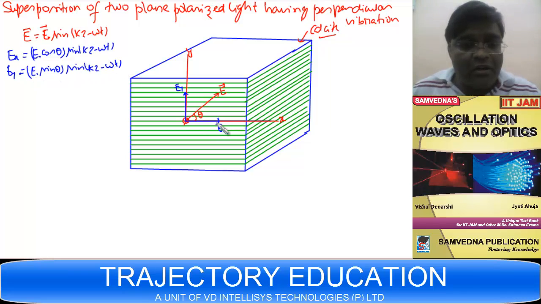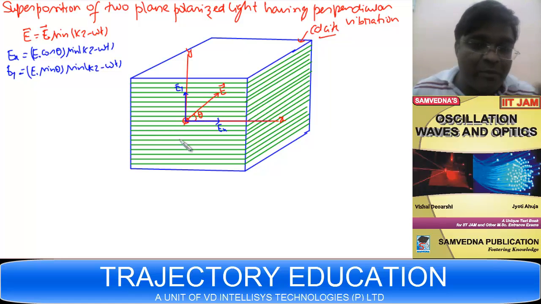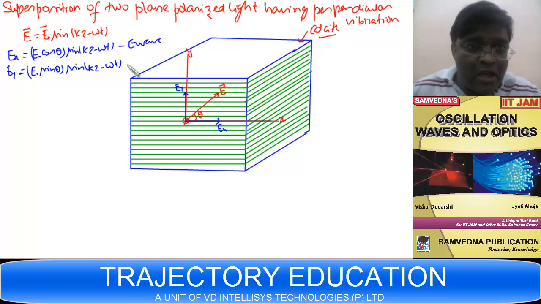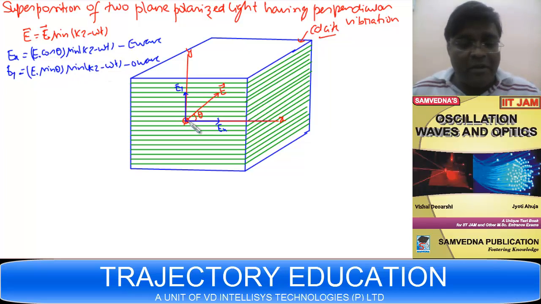Both the lights are propagating in the z direction, but the electric field vibrations lie along the x-axis, which means along the principal section. So this is the E wave, and this is the O wave. When a plane polarized light is incident on the crystal, it undergoes double refraction, forming the E wave and O wave.